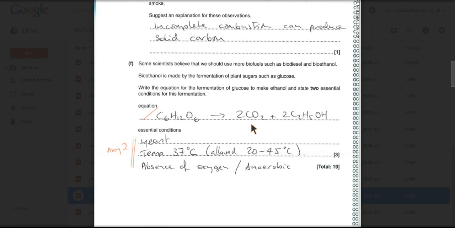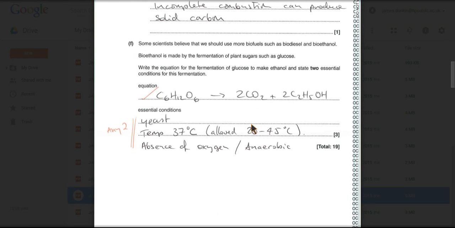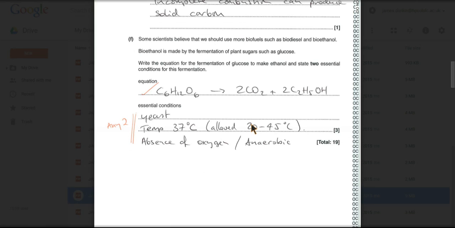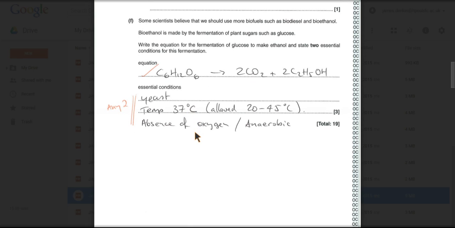And then the final part, what are the conditions for that reaction? So you're going to need a yeast catalyst or zymase catalyst. It's got to be around about 37 degrees C. Actually, the mark scheme allowed 20 to 45, so it's quite a range there. I would always say to my students 37 degrees C is the temperature for fermentation, and it must be in the absence of oxygen or anaerobic conditions.